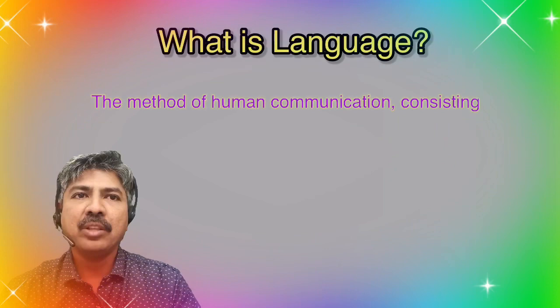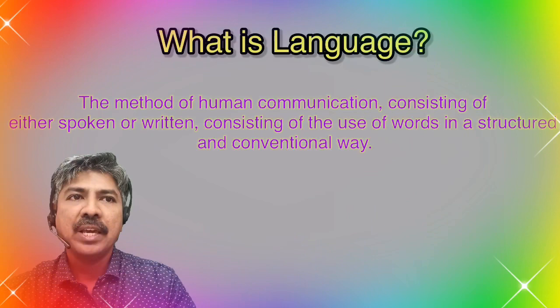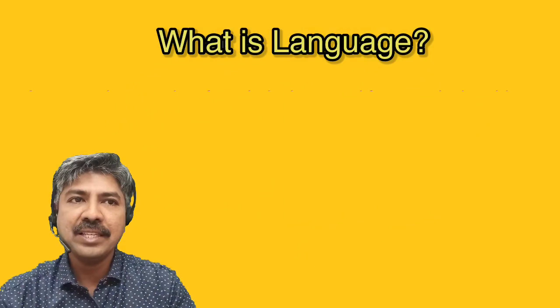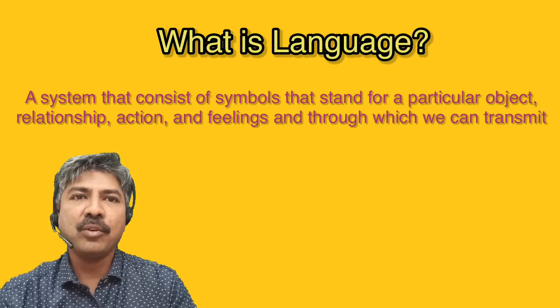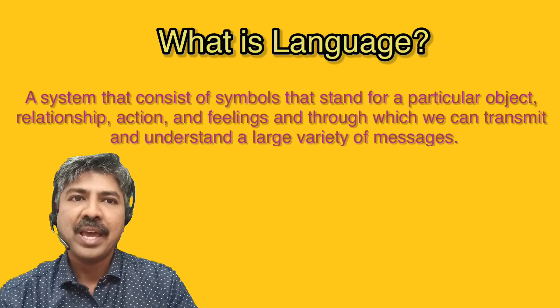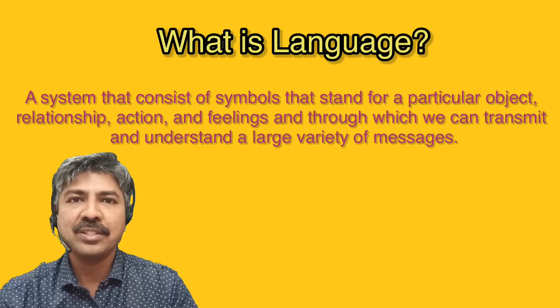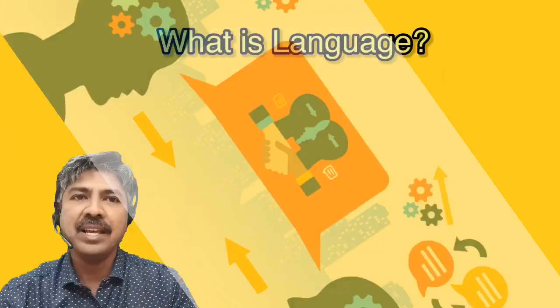Before going any further, let me define language. It is the method of human communication, either spoken or written, consisting of the use of words in a structured and conventional way. One may also define it as a system that consists of symbols, that is words, that stand for a particular object, relationship, actions and feelings, and through which we can transmit and understand a large variety of messages. In other words, language is basically a system of communication where sounds or signs convey objects, actions, and ideas.